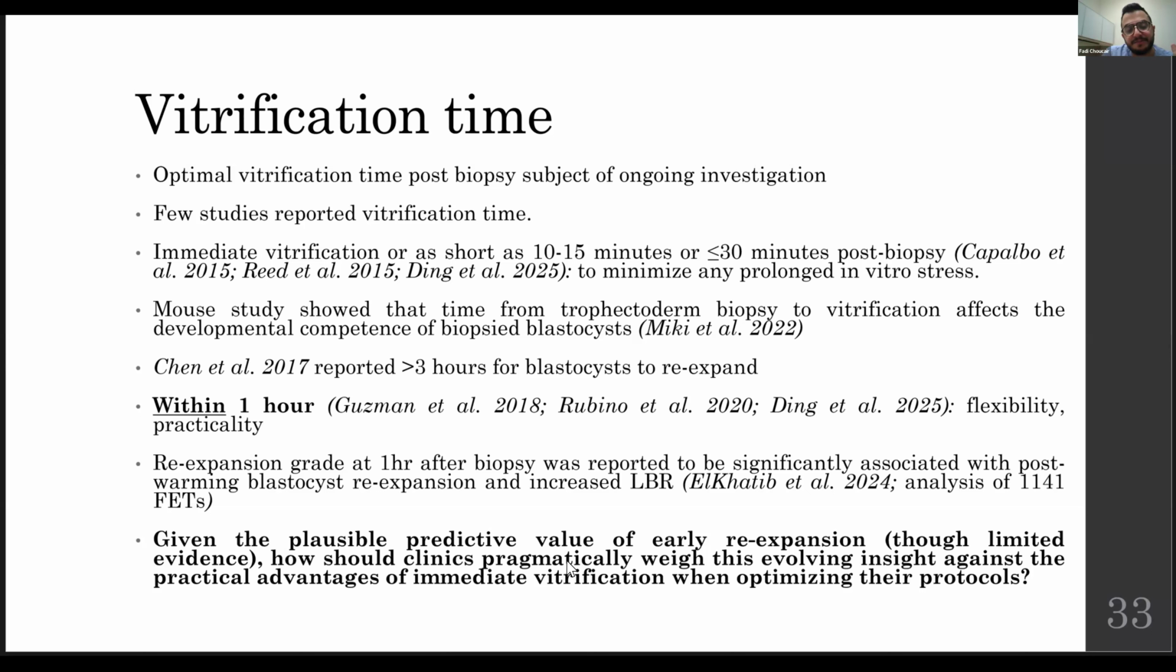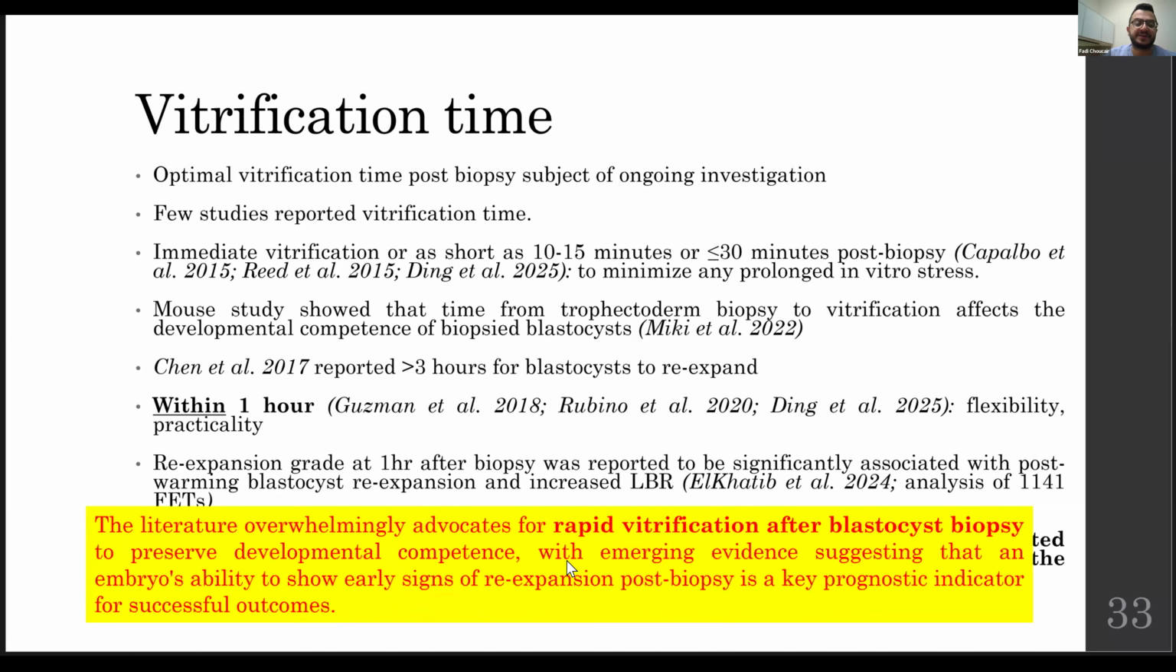So given the plausible predictive value of early re-expansion, though limited evidence, the question is, how should clinics pragmatically weigh this insight against the practical advantage of immediate vitrification? The literature overwhelmingly advocates for rapid vitrification after blastocyst biopsy to preserve developmental competence, with emerging evidence suggesting that an embryo's ability to show early signs of re-expansion post-biopsy is a key prognostic indicator for successful outcomes.